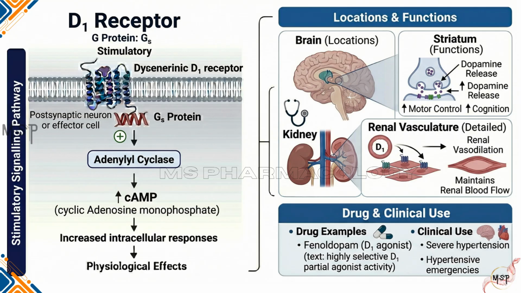From a pharmacological standpoint, dopamine agonists such as fenoldopam, a selective D1 receptor agonist, produce vasodilation and are used intravenously in the management of severe hypertension and hypertensive emergencies.